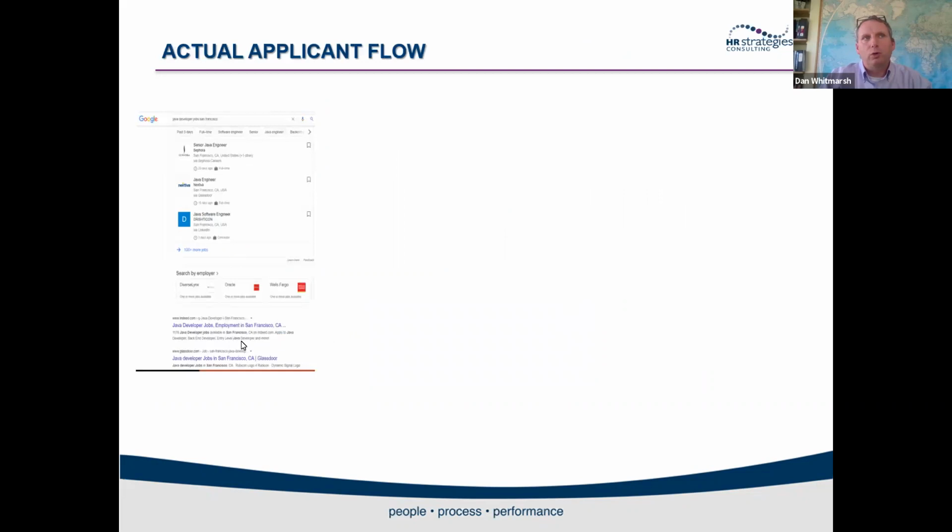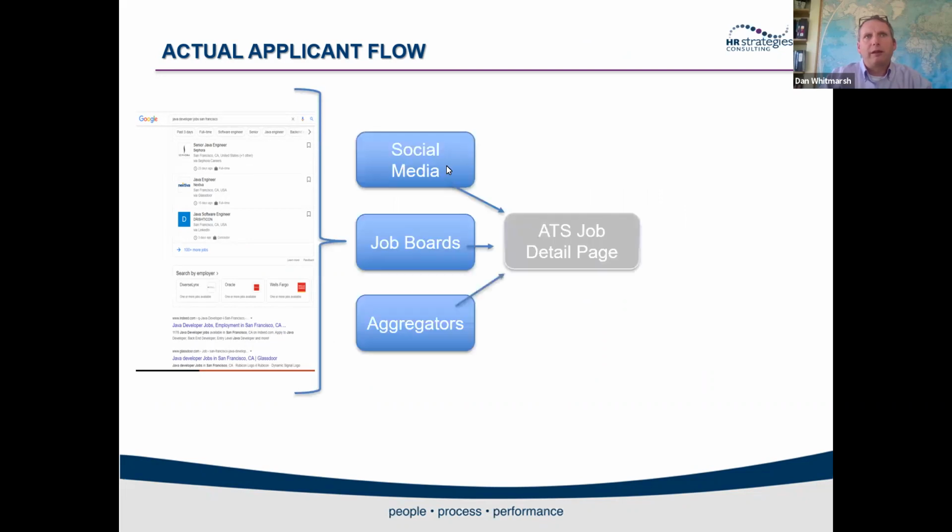They start with Google. This is what the actual applicant flow might look like. They look here on Google, they find jobs, they Google in a skill set. They don't Google a company. And then through the miracle that is social media, job boards, and aggregators, they can pick whichever channel they want to go through. They end up on the applicant tracking system job detail page. This is the landing page for that specific job that eventually fed and populated Google. But everybody's hijacked it in the middle here in the blue and brought them to your job page.